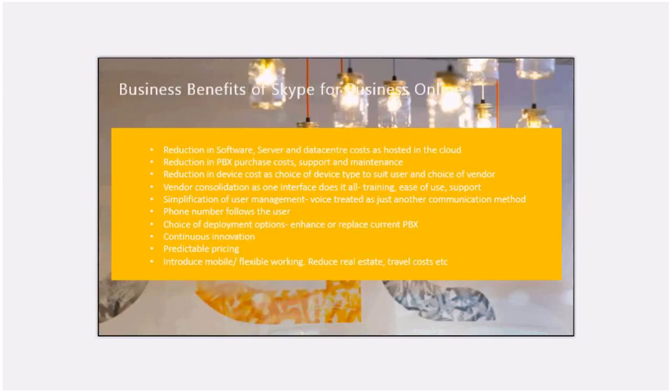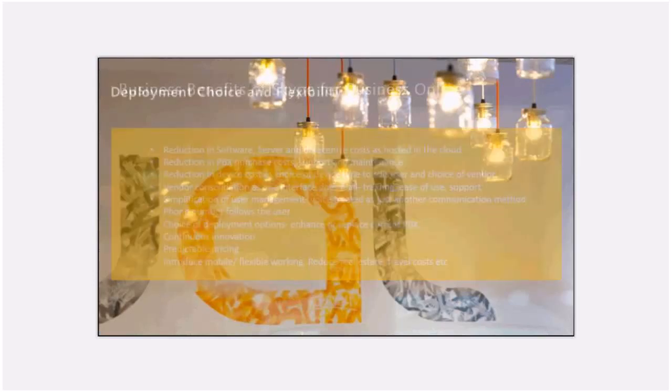You've got predictable pricing because the way they price Office 365, you know it's going to be this amount per user per month unless you go over the amounts that you're allocated. And just touching very briefly on the end there about return on investment, it's going to allow you to reduce your estate, travel costs, mobile flexible working, all the classic arguments that we hear for adopting a piece of technology like that. So I will now hand over to Martin, who will take us through in a bit more detail around the technology. Over to you, Martin.